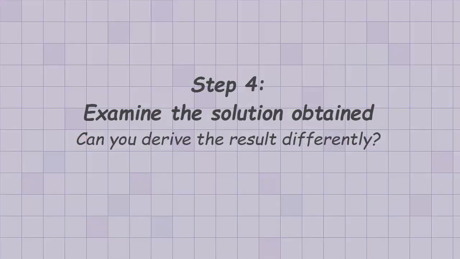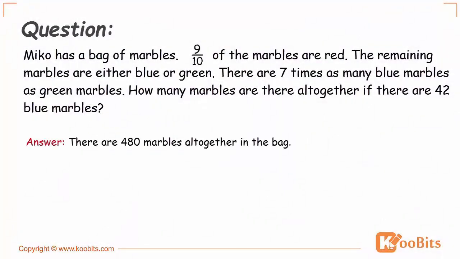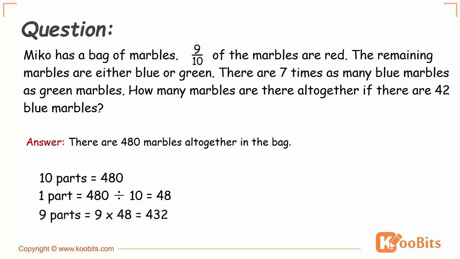Let's move on to check our answers and ensure they are correct. From our answer, the total number of marbles in the bag is equal to 480. From the question, we know that red marbles make up 9/10 of the marbles. 10 parts equals 480 marbles. 1 part equals 480 divided by 10 equals 48. 9 parts equals 48 multiplied by 9 equals 432. So there are 432 red marbles.